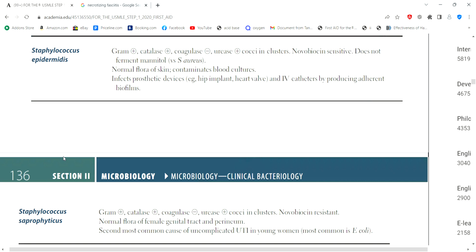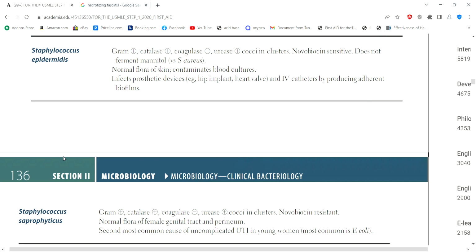Staphylococcus epidermidis is normal flora of the skin. It contaminates blood cultures. When the skin is penetrated with a catheter, the Staph epidermidis goes inside. It infects prosthetic devices like hip implants, heart valves, and IV catheters by producing adherent biofilms. This biofilm protects the Staph epidermidis from antibiotics and immune cells.